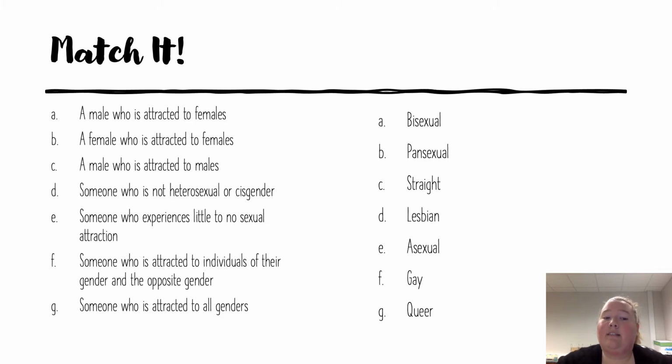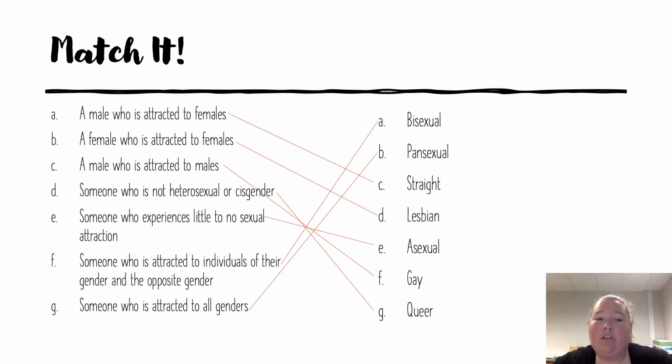Someone who experiences little to no sexual attraction, someone who is attracted to individuals of their gender and the opposite gender, and then someone who's attracted to all genders. Let's see if you got it right.